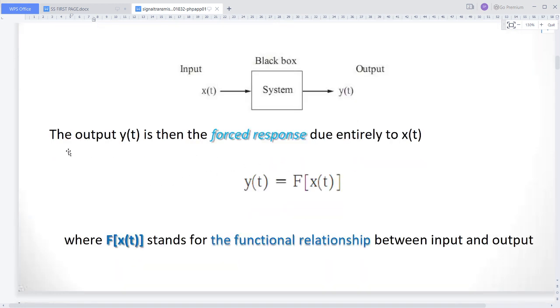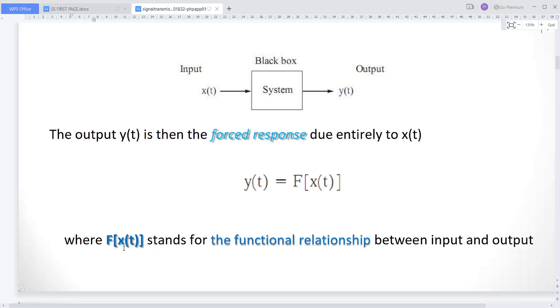Now we can have the output y of t, the forced response due entirely to x of t. So now y of t is nothing but some force applied on x of t. That force defines what function has to be carried out on x of t within the system to provide the y of t.